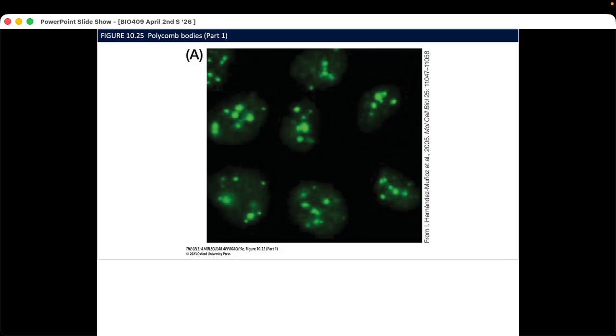So again, under a regular light microscope, the nucleus looks like a gray sky. Well, here you go. We stained it with polycomb, and we see the polycomb is really concentrated. So what's going on? That's what that is about, and that's the end of our chapter.